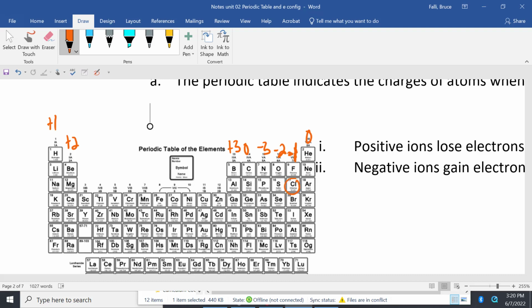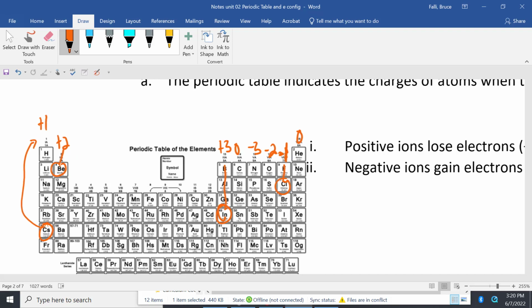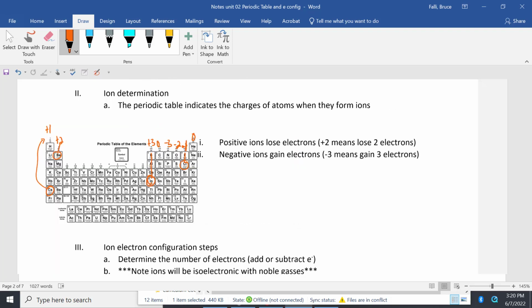So what's the charge on chlorine? Hey, it's -1. What's the charge on indium? Hey, it's +3. What's the charge on beryllium? +2. What's the charge on cesium? +1. Isn't that nice? I think it's better than nice.